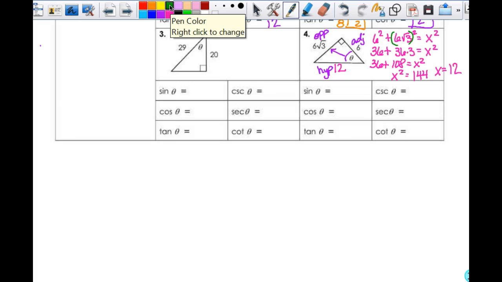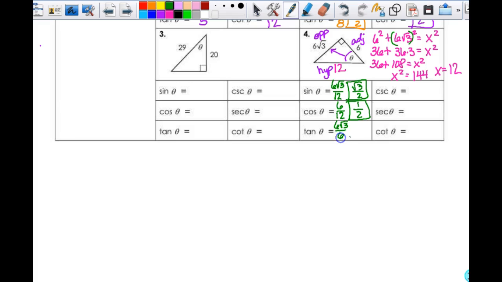Sine of theta is opposite over hypotenuse, so that's 6 square root of 3 over 12. Okay. And what does that reduce to? Square root of 3 over 2. Good. All right, so cosine of theta is adjacent over hypotenuse, so that's going to be 6 over 12. That reduces to 1/2. Tangent of theta is opposite over adjacent, so that's 6 square root of 3 over 6, which gives me square root of 3.